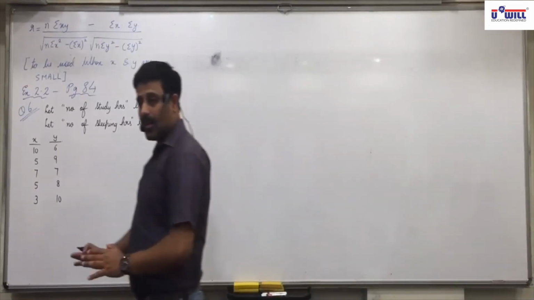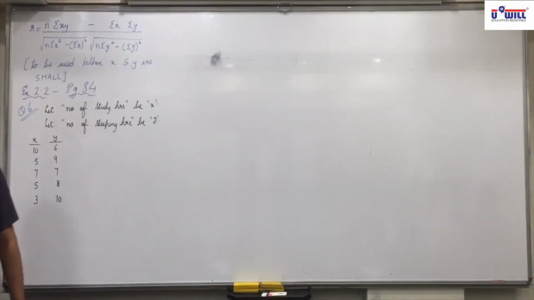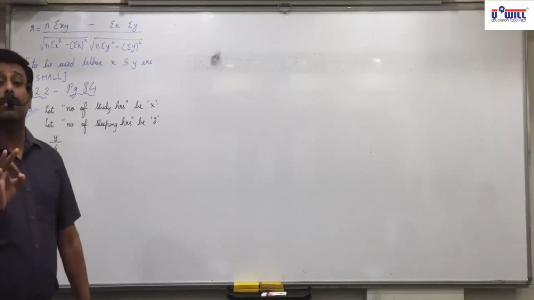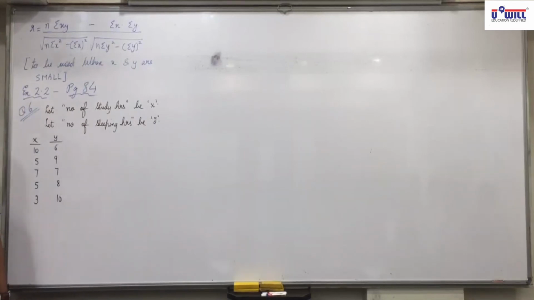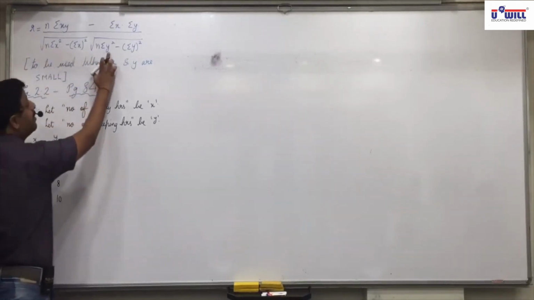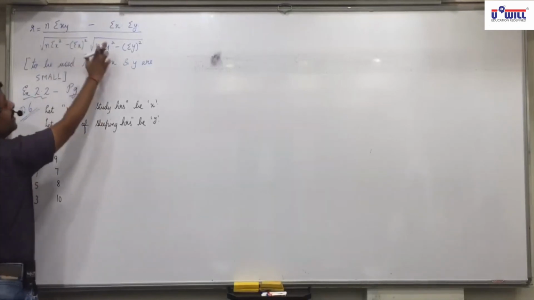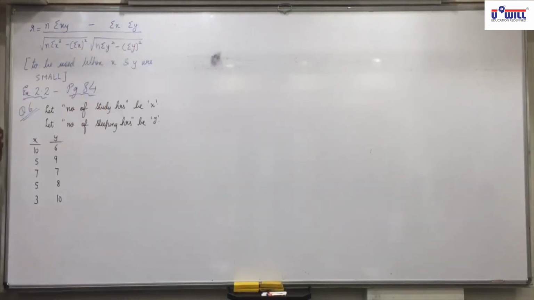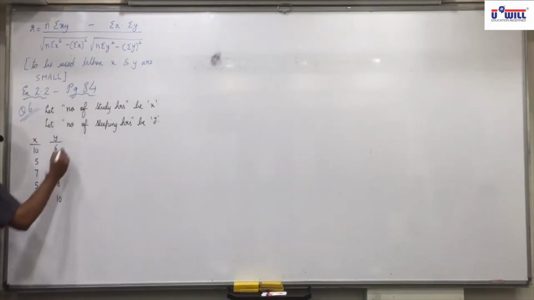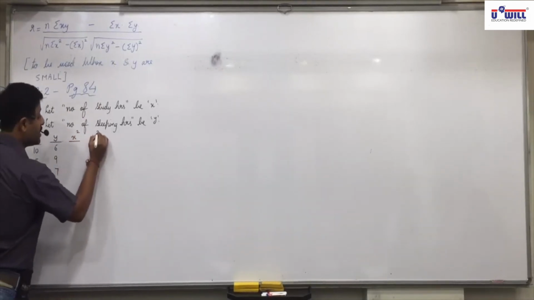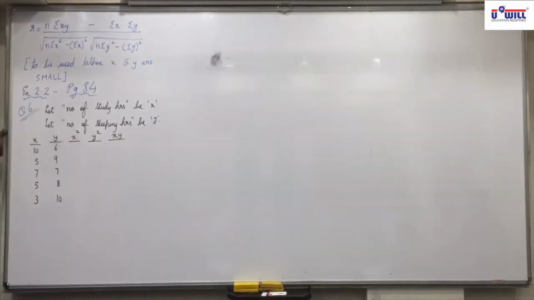Now throughout the chapter we need only 3 workings in every question. Remember this. Repeat: squares and product. 3 workings are needed. By squares we mean x square, y square. So 2 workings are involved in squares. Product means x into y. Look at the formula carefully. We require x square, we require y square, we require x into y. Rest everywhere is x only, y only. So throughout the chapter we require 3 workings. Squares and product. Is everyone clear with it? So x square, y square, xy. Any confusion so far?